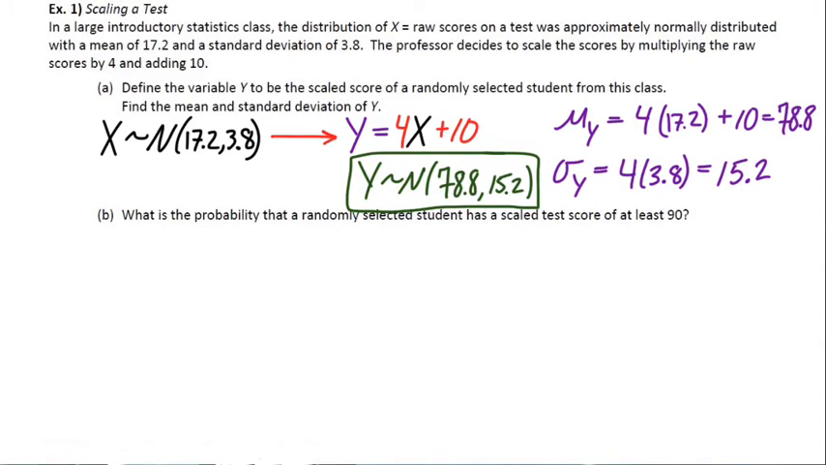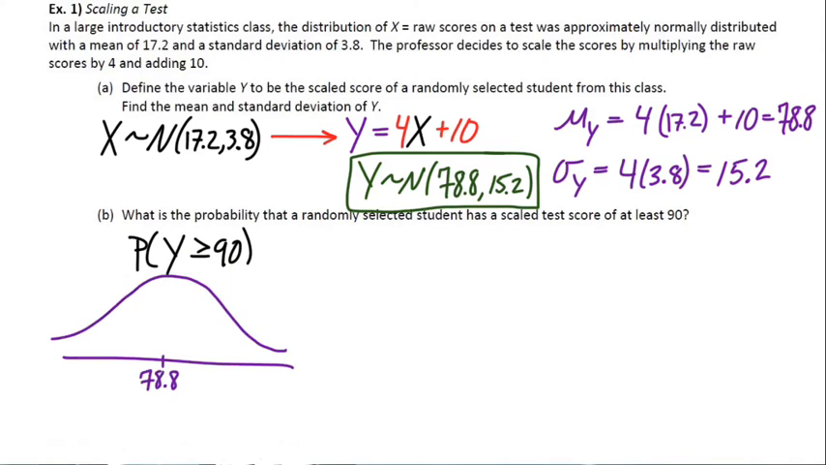Part B asks, what is the probability that a randomly selected student has a scaled test score of at least 90? So this is definitely a normal distribution question. So let's start with, what's the probability that y is greater than or equal to 90? Because y represents the scaled test scores. And then we can illustrate this by sketching a normal curve, right? This is our y distribution. There's the mean right in the middle. We can give it a label, mean and standard deviation. And then let's mark off 90, which is somewhere above 78.8, and then shade everything above it. That's going to represent our probability.